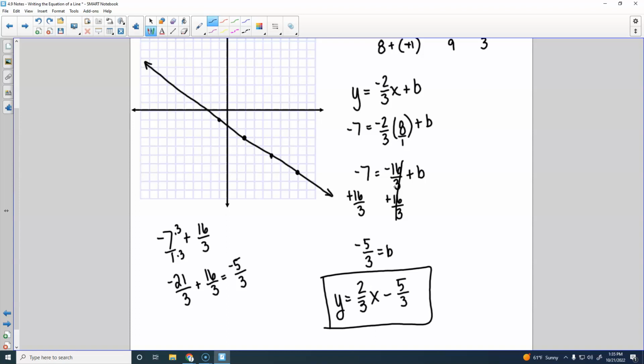It doesn't reduce. 16 is not divisible by 3. You would reduce it if it would, but it won't. If it doesn't reduce, you're going to have to deal with fractions. Okay, questions? All right.